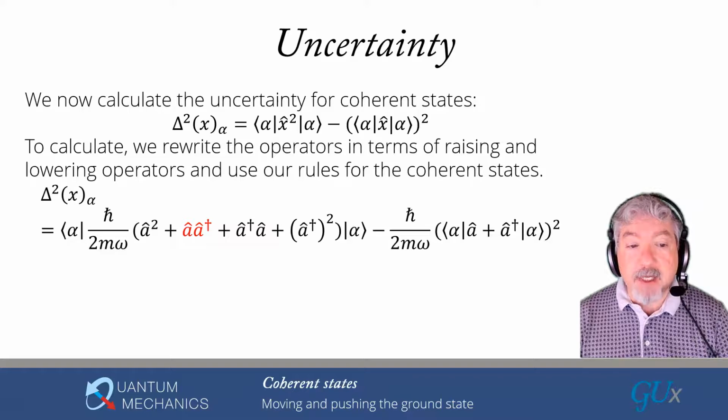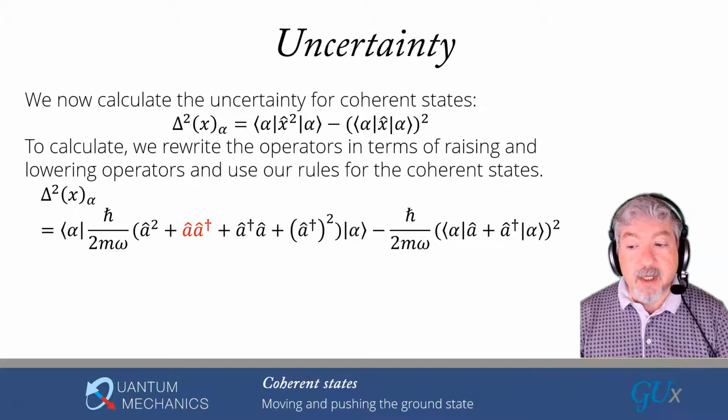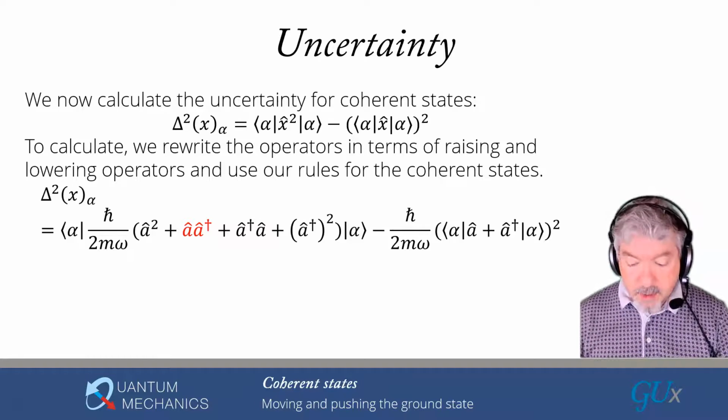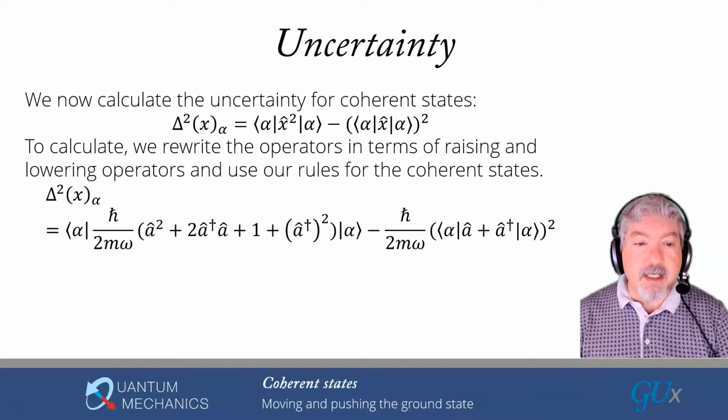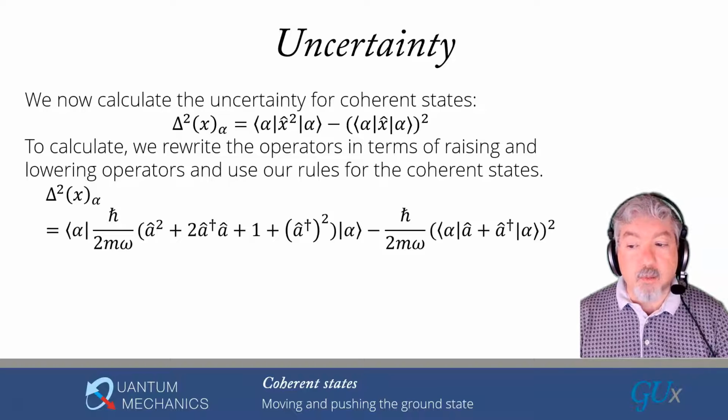That gives me a commutator. I can rewrite it as a dagger a plus the commutator of a with a dagger. The commutator of a with a dagger is 1. And so when I substitute that in, I get 2 a hat dagger a plus 1. Now it is in normal ordered form. We can immediately evaluate it.